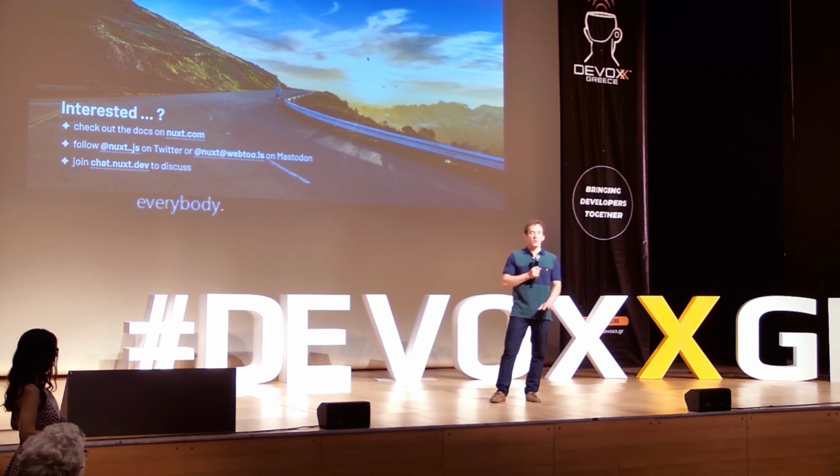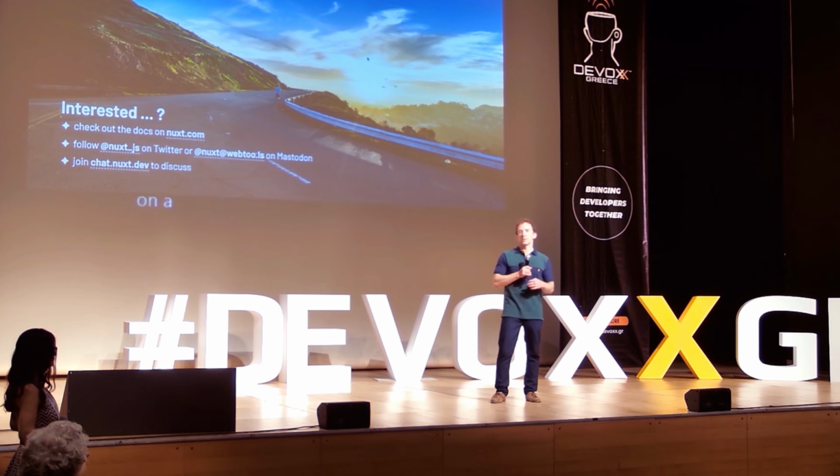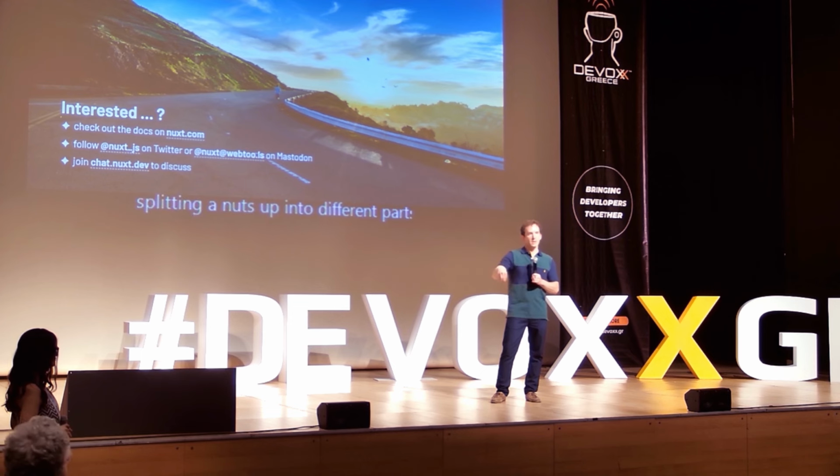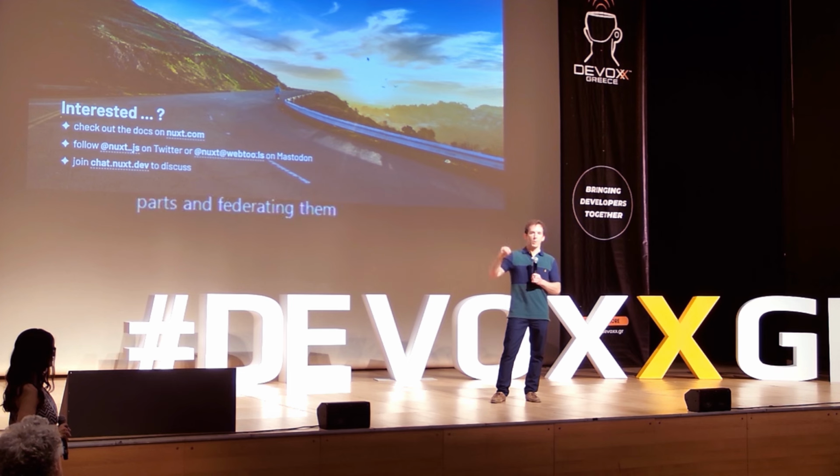The things I'm excited about: I'm in progress of working on Nuxt multi-app support. So I showed layers, which were the idea of splitting a Nuxt app into different parts and then assembling them at build time. Nuxt multi-app is the idea of splitting an app into multiple parts and federating them. So allowing them to be deployed separately, but coexisting in one page or one domain, something like that. I'm pretty excited about that. There are also some performance improvements that I will personally love to see.